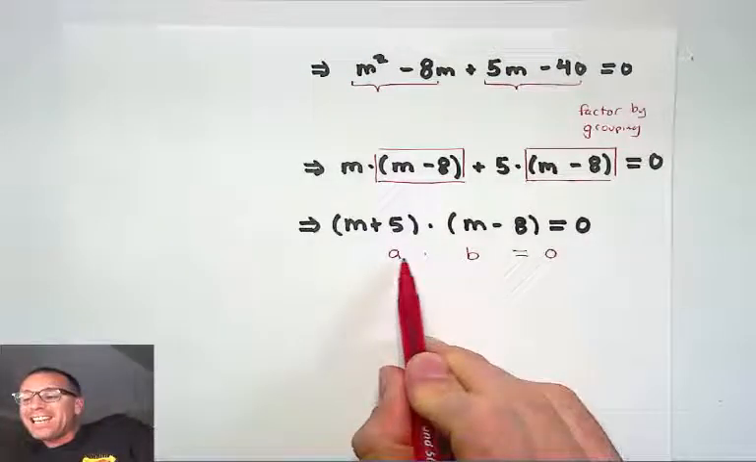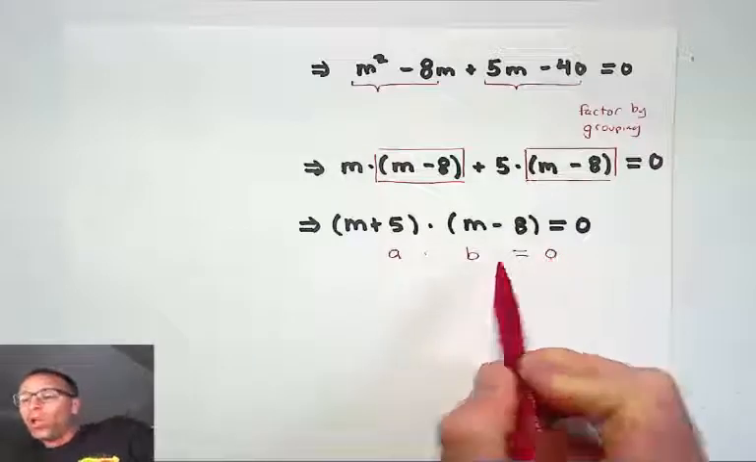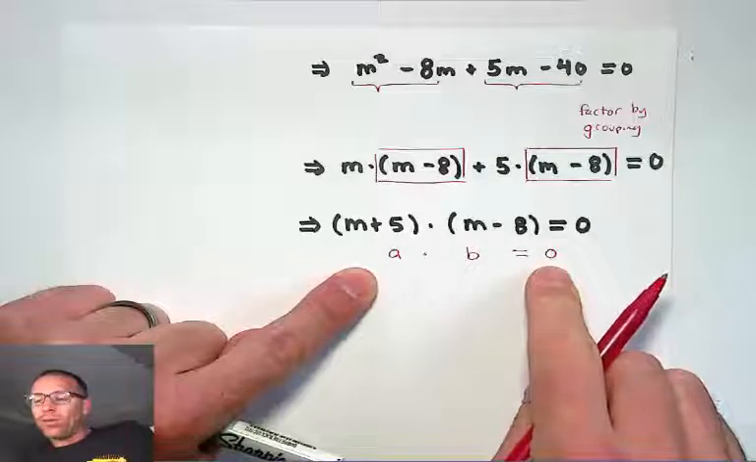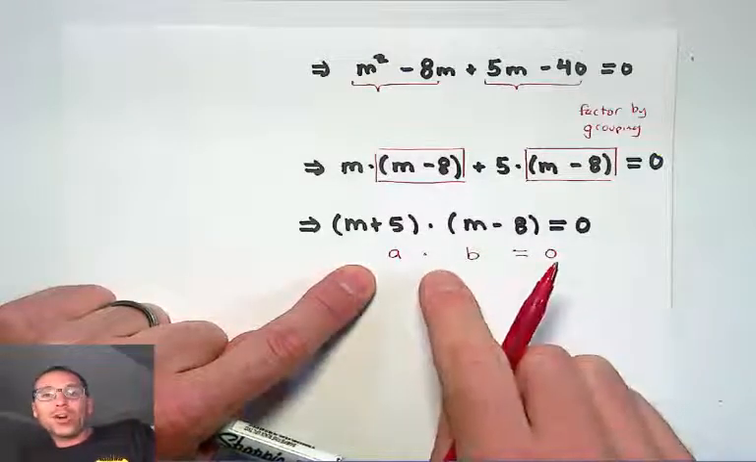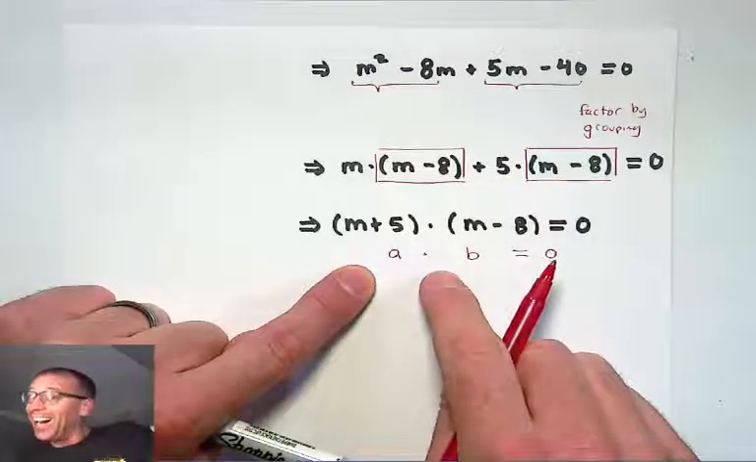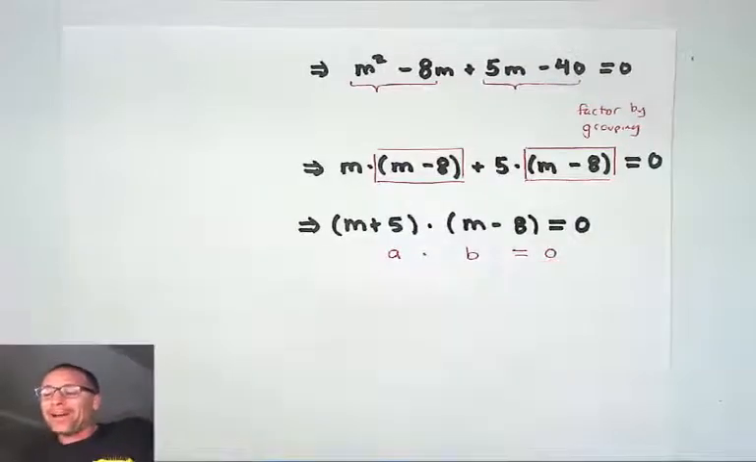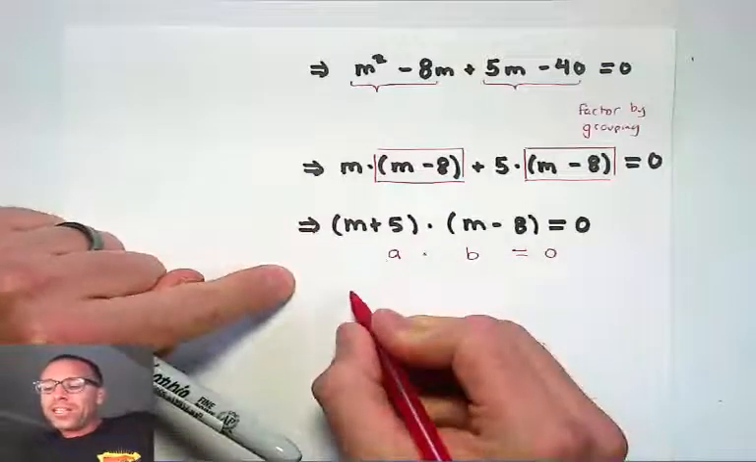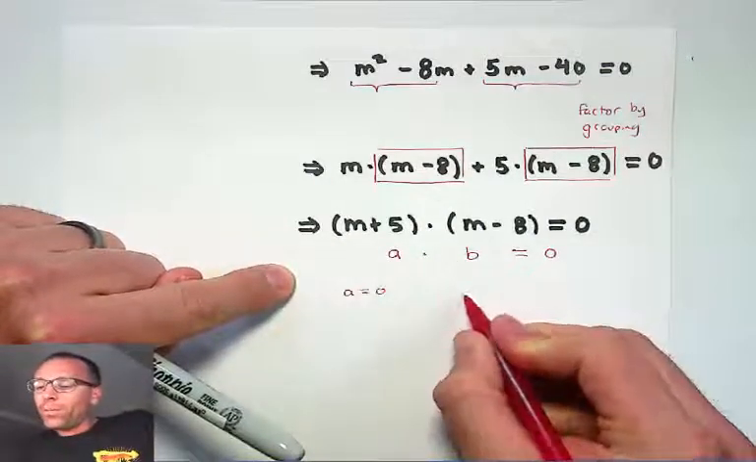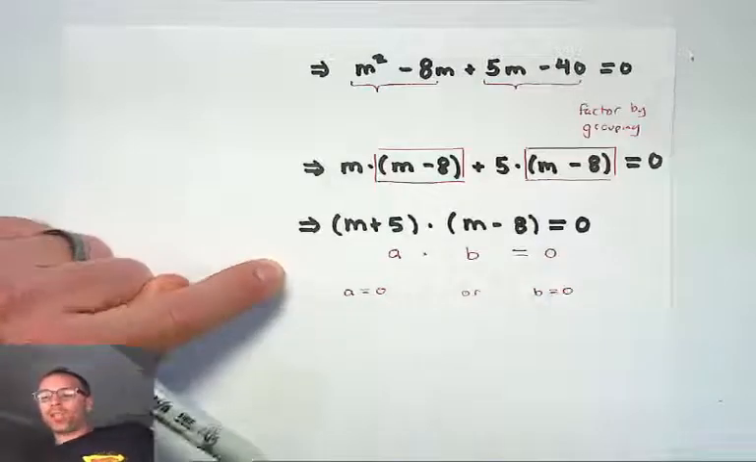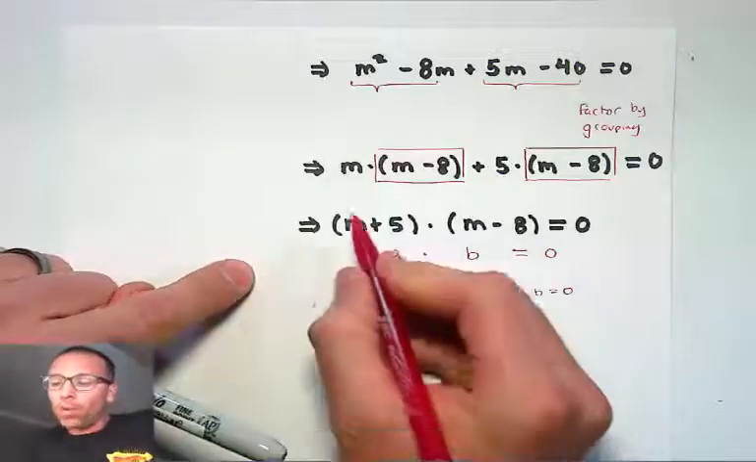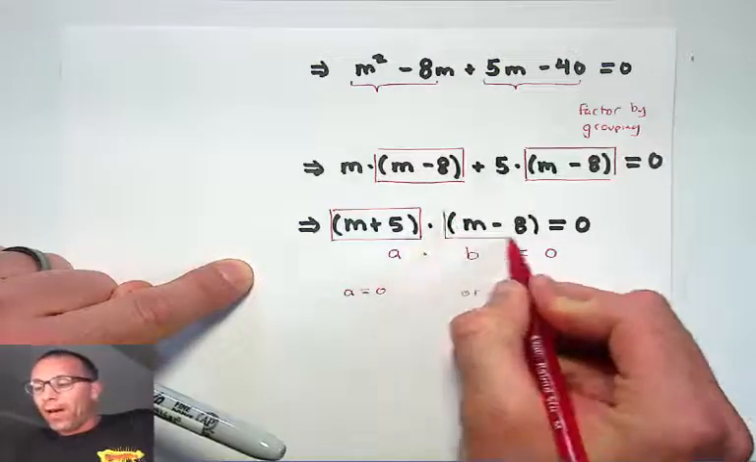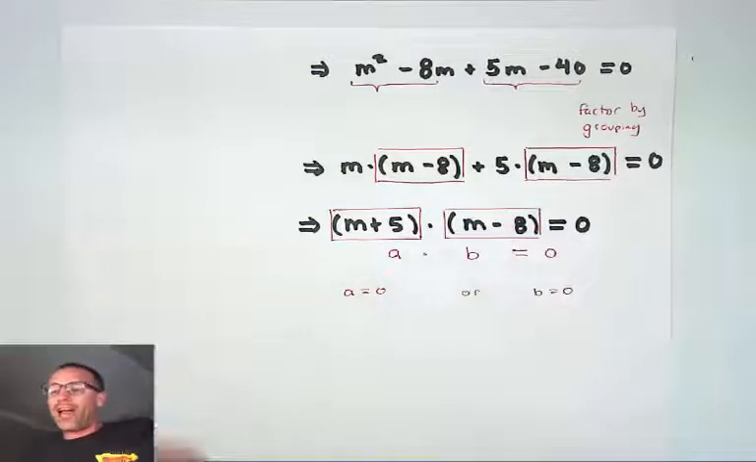When I'm looking at a times b equals 0, what did we say when we multiply two things together and we get 0? What property do we have for zero products? Yeah, the zero product property. Remember, if a times b equals 0, that means either a is equal to 0 or b is equal to 0. In this case, the first factor of my product we'll think about as the a, and the second factor as the b.